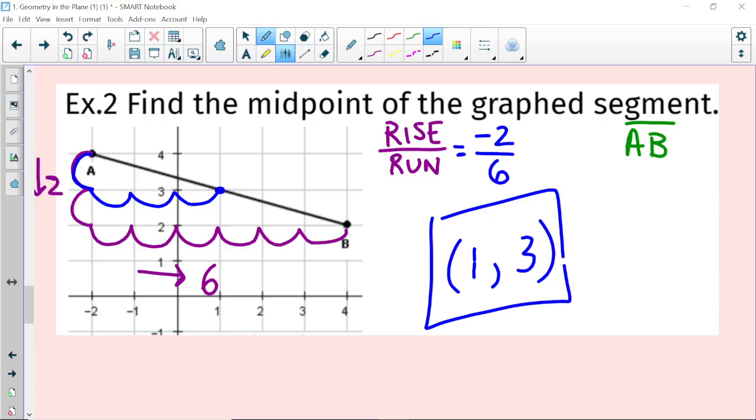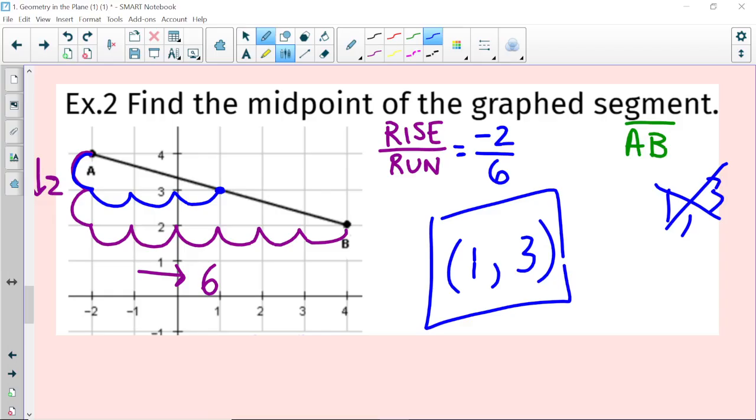All right, if you put an answer 1, 3 without parentheses, that's technically not a midpoint. That's not a point. That's not a coordinate point on a plane. We need parentheses to say this is a point. So make sure you do not forget your parentheses.